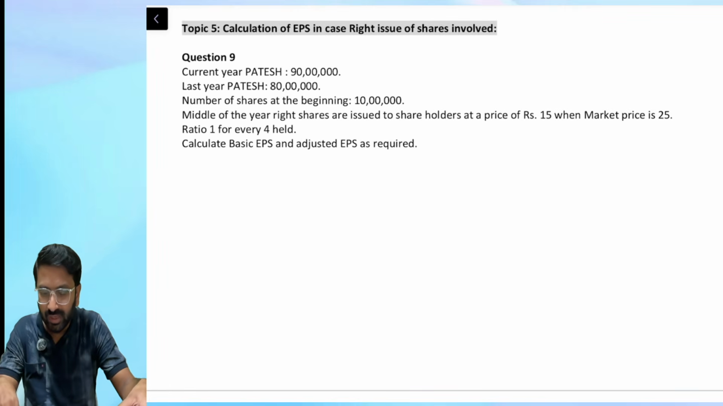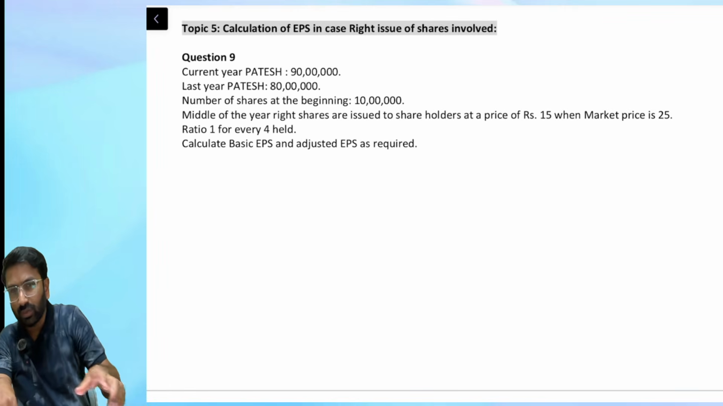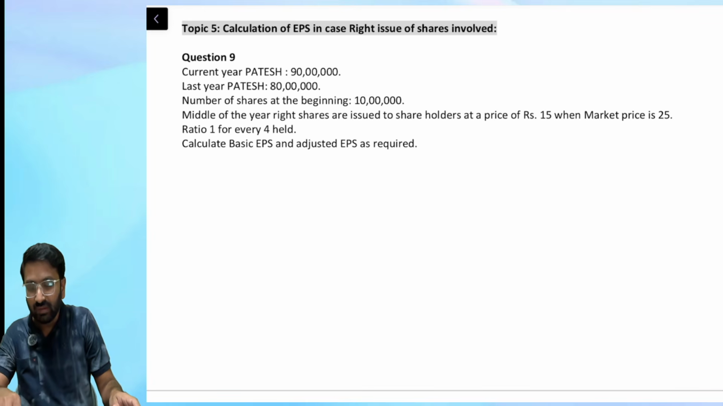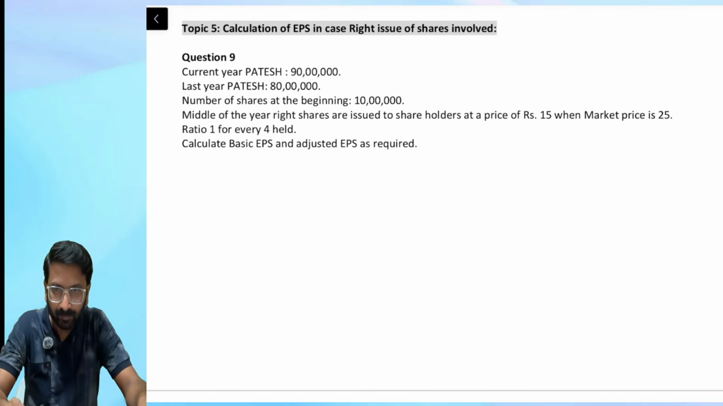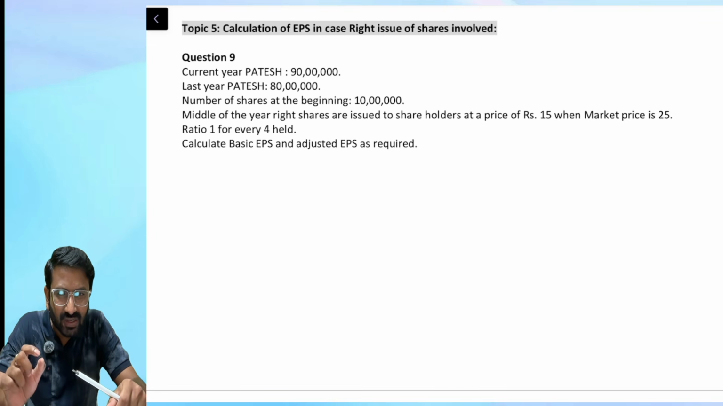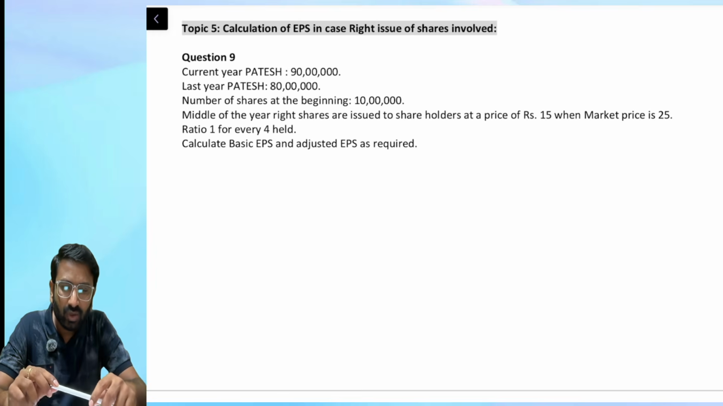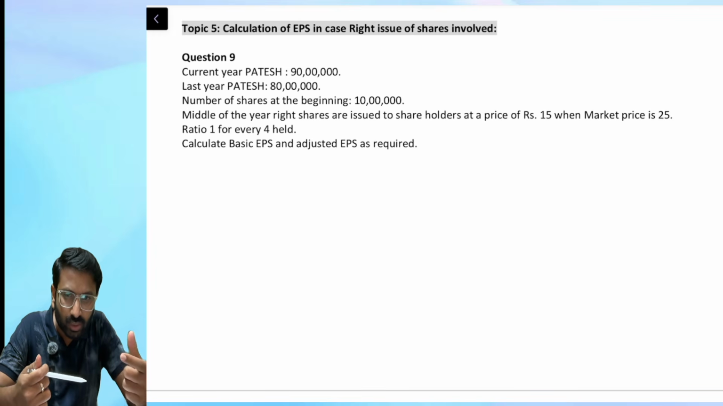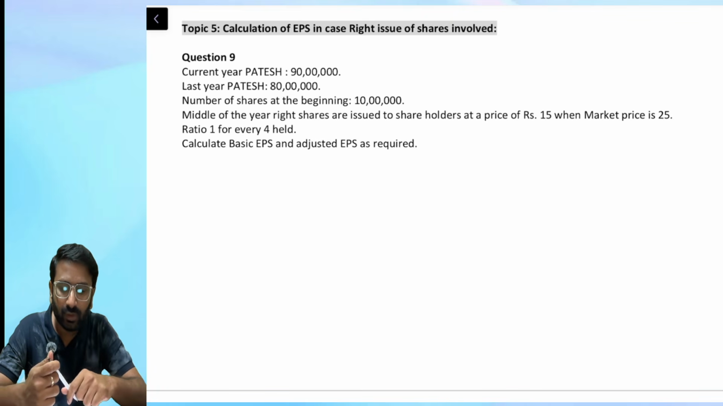Let us move on to the next concept in accounting standard 20. If there are right shares involved in the question, then how do you calculate EPS? Can I say whenever there is a right issue of shares, you are issuing the shares at a price less than the market value? Because it's an option given to the existing shareholders to buy the shares at a price less than the market value.